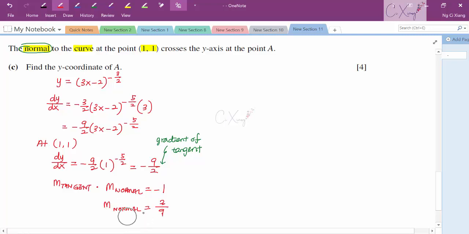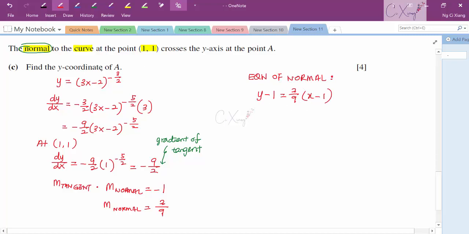Okay, so once I know the gradient of normal already, I can form the equation of normal. So how to form the equation of normal? We are having the passing point. The passing point for the normal is 1, 1. So to form the equation of normal, I'm having y minus 1 equals to gradient, which is 2 over 9, and then x minus 1. So this is the equation of normal, all right?